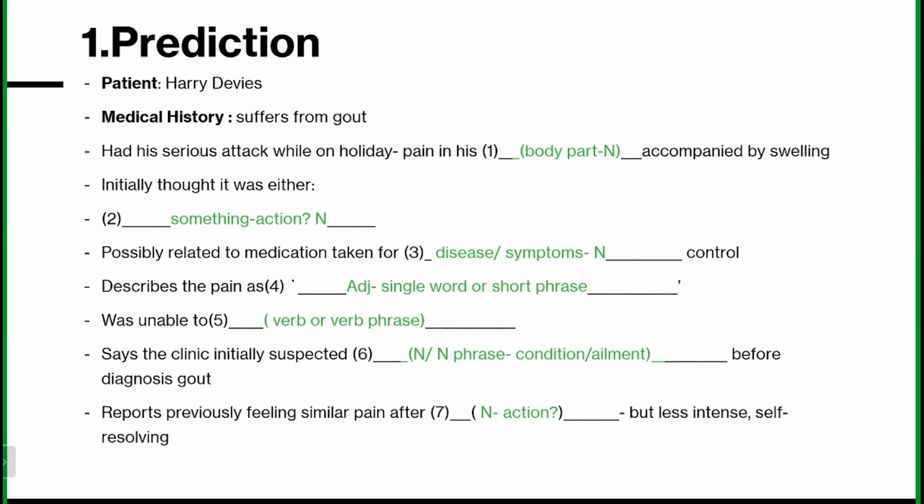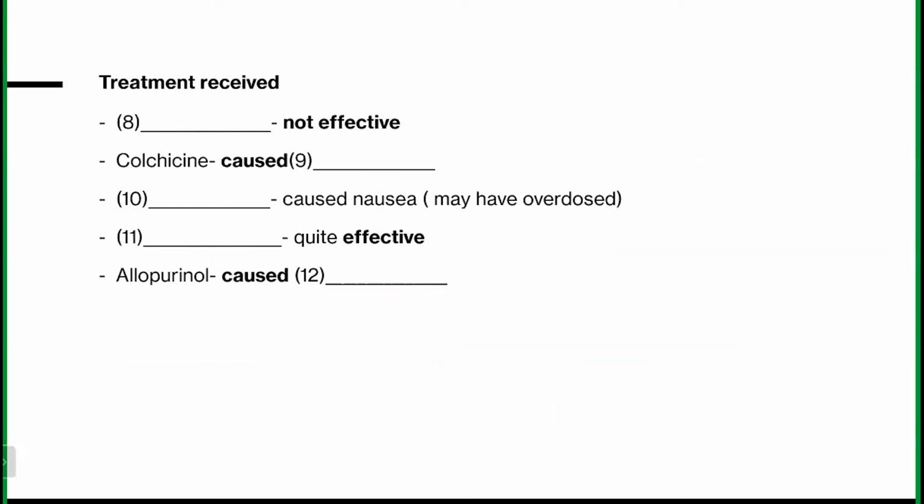You can have a single word or you can have a double word. It can be a diagnosis or it can be some disease condition. And the seventh one is a noun action. Here there is another subheading. It is treatment received. You can chat. You can use the chat box.